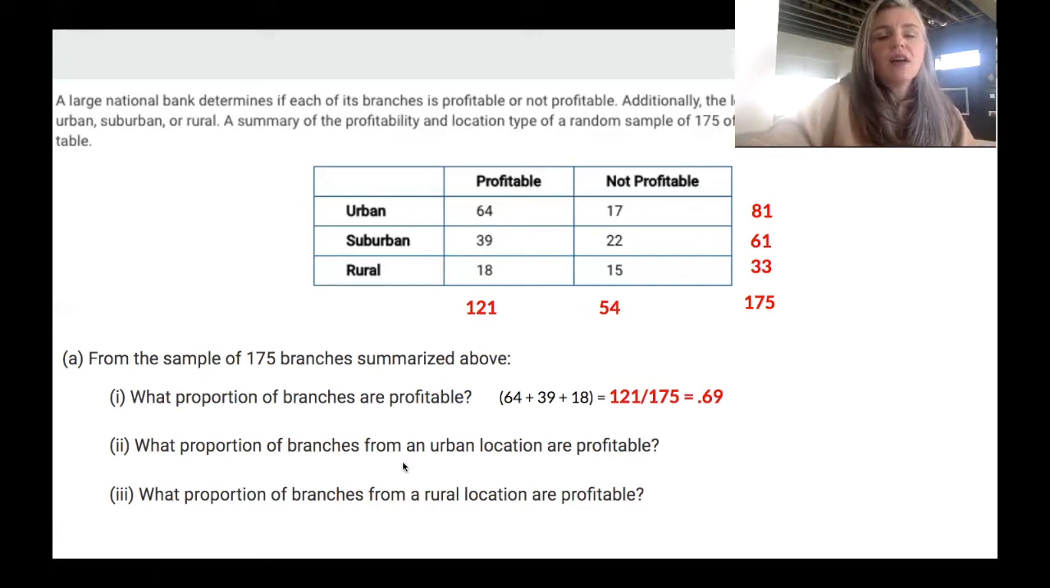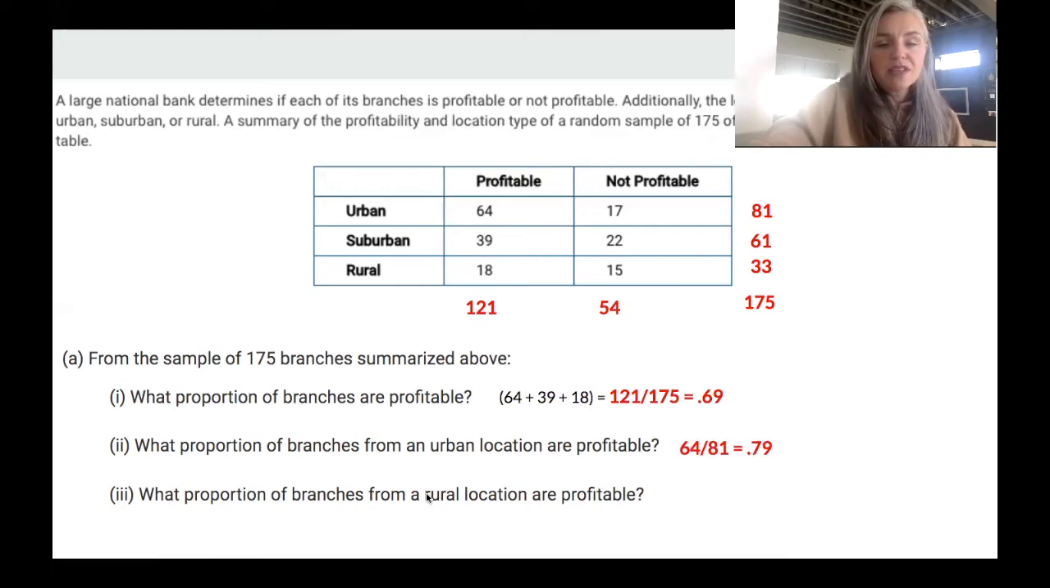What proportion of branches from an urban location are profitable? From an urban location tells you that's the denominator. There are 81 banks that are in an urban location. What proportion of these 81 banks are profitable? 64. So 79% of urban banks are profitable.